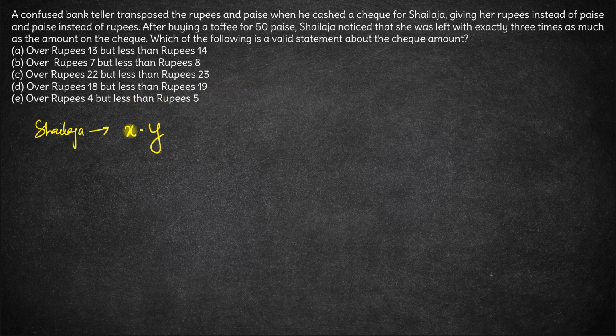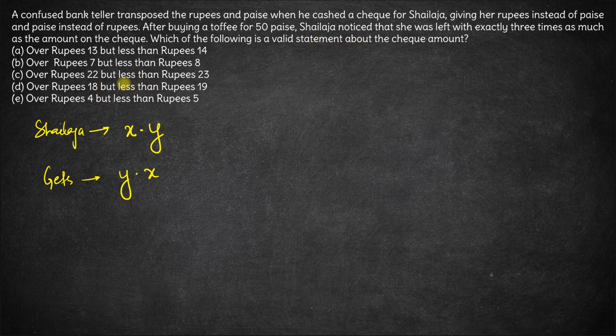So Shailaja came to get X rupees Y paisa, but she actually gets Y rupees and X paise. So for example, if she came to get 11 rupees 30 paisa, she gets 30 rupees and 11 paise. The rupee and paise are transposed. Now after buying a toffee of 50 paisa, Shailaja noticed that she was left with exactly 3 times as much as the amount on the check. So which of the following is a valid statement about the check amount?